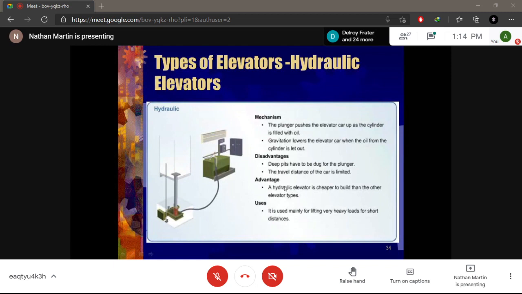An advantage of hydraulic elevators is that they are cheaper to build than the other elevator types, because they don't need a lot of sophisticated control. It is used mainly for lifting very heavy loads for short distances, like your freight elevators.